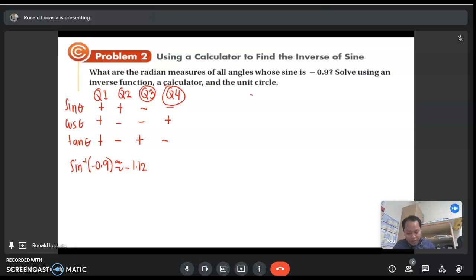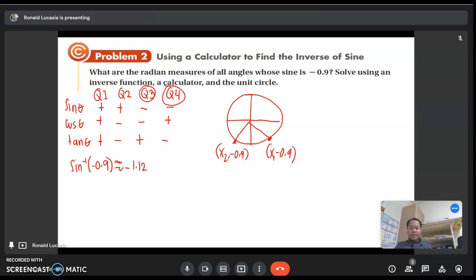So if you have the unit circle there, something like this one, this is the first coordinate, negative 0.9, and this is the first coordinate, negative 0.9, because sine is negative in quadrant 3 and quadrant 4. So this is negative 1.12, and this is positive 1.12.